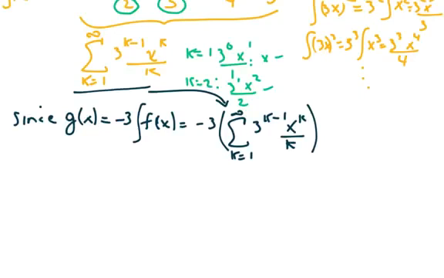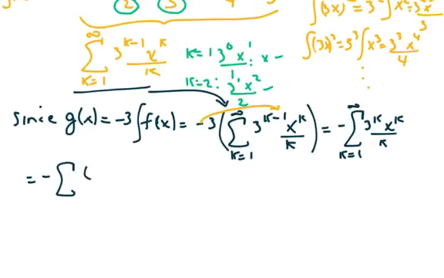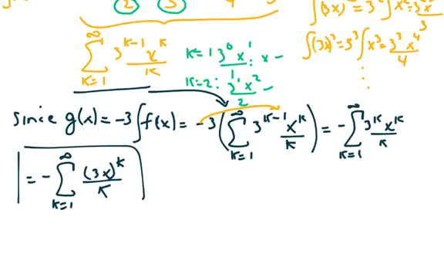So one thing I can do is bring the 3 inside the summation, and I get negative the sum from k equals 1 to infinity, 3 to the k, x to the k over k. And the only thing else I can do with this summation is just combine this. So here is your power series representation for g of x. So that's the first part of the issue.